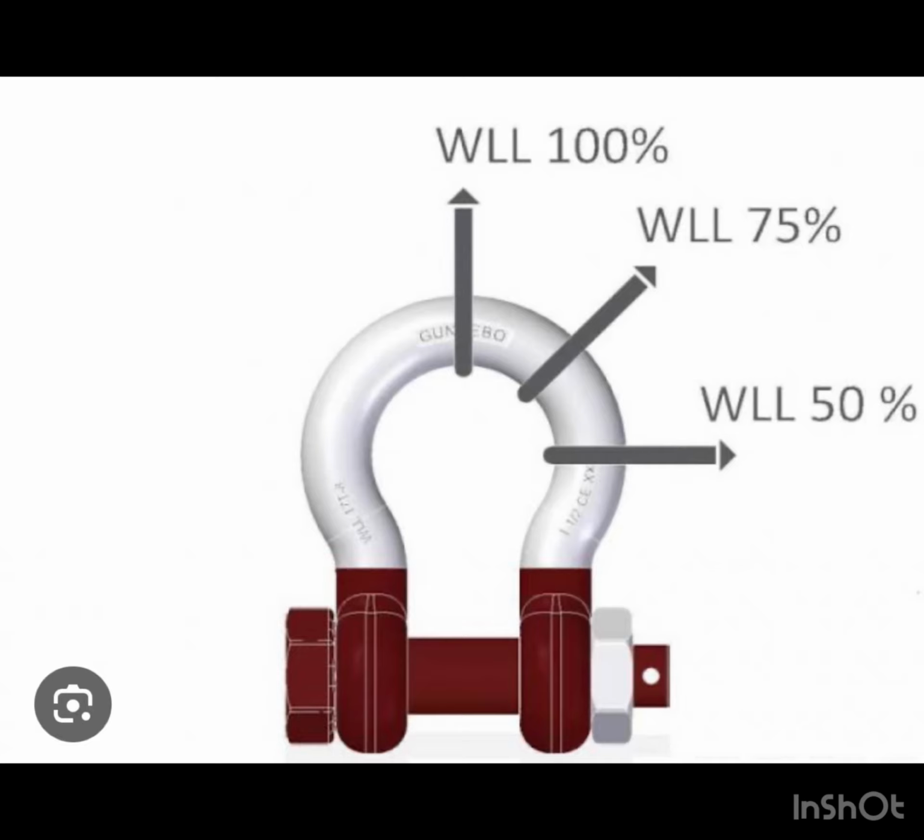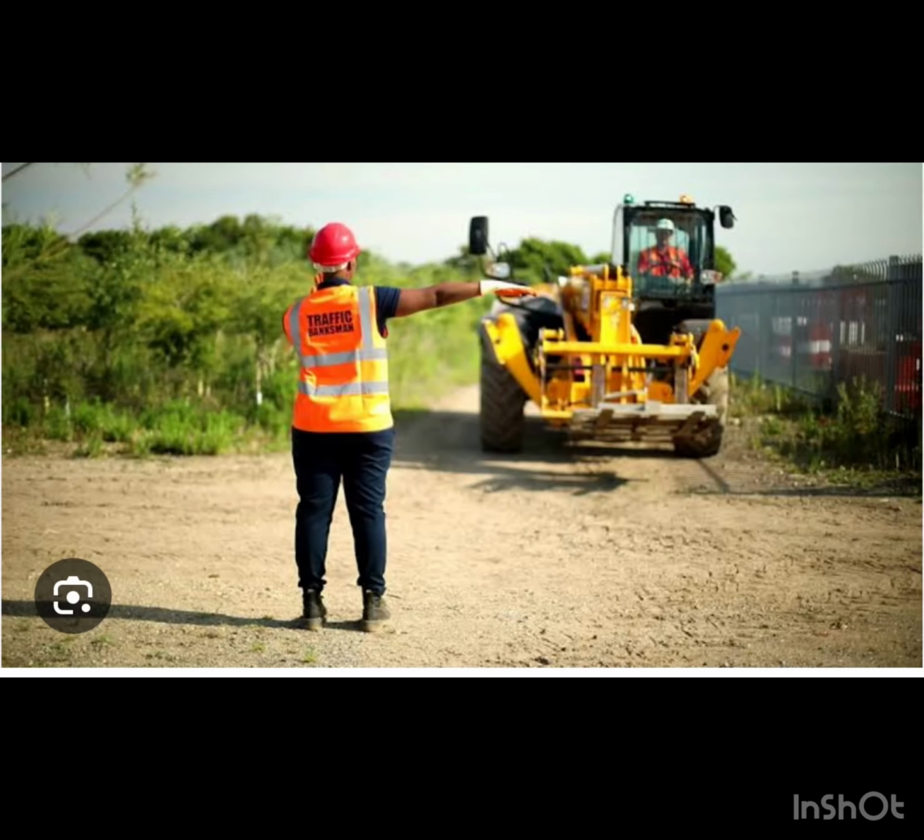WLL or working load limit is the maximum allowable load capacity which is written on the lifting gears. Who is a banksman? A banksman, also known as a signalman, is a professional in the construction industry responsible for directing and coordinating the movements of cranes, trucks, and other heavy machinery on a construction site.